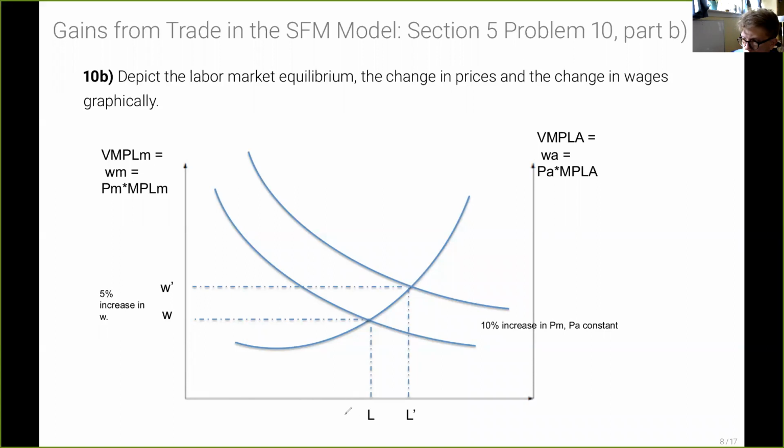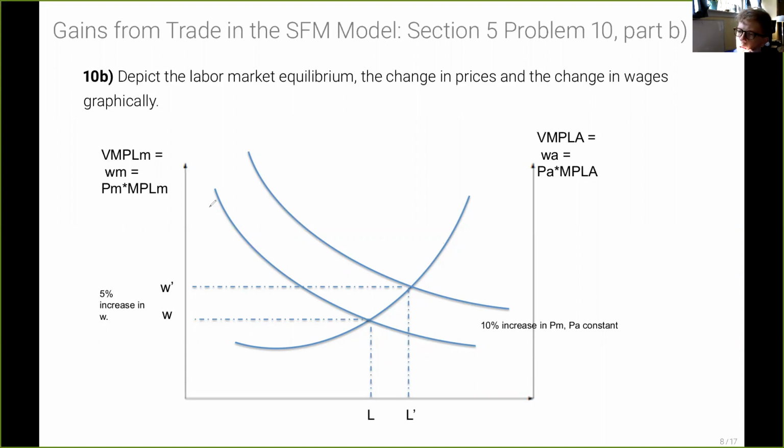Suppose this distance here represents the amount of labor employed in manufacturing. This distance here represents the amount of workers employed in agriculture. And when we open up to trade, this graph is showing that the amount of labor in manufacturing shifts out to LM prime, and the amount of labor in agriculture shifts down to LA prime.